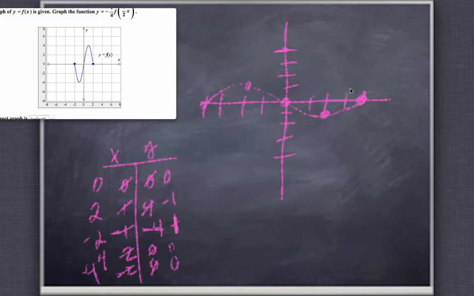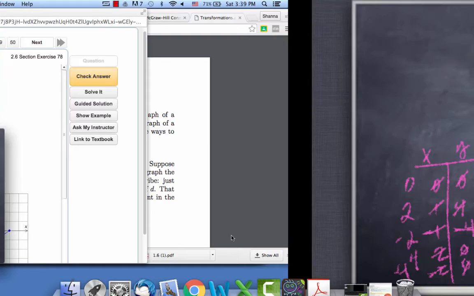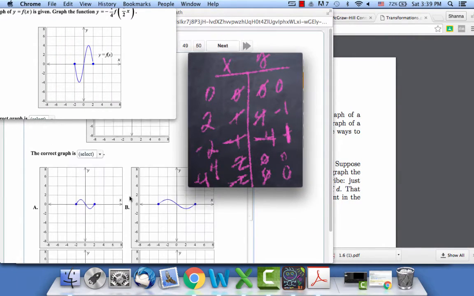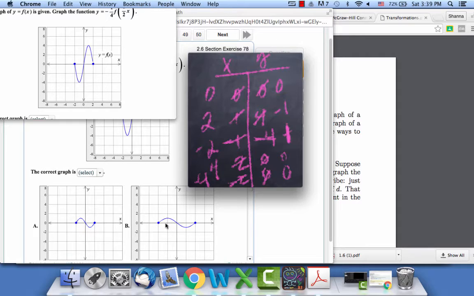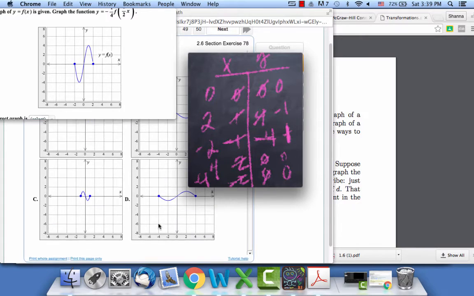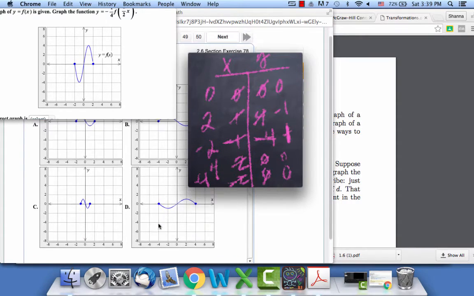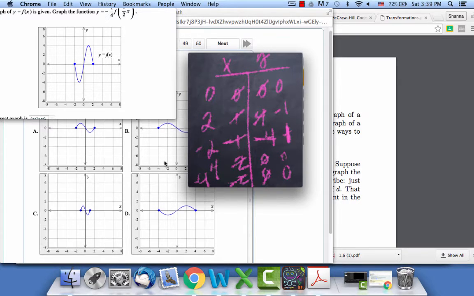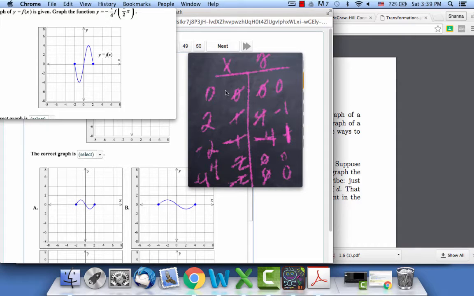Okay, so let me take this with us to decide. So this one has negative 4, 0, 4. So it's got to be one of these two on the right. And on negative 2, I should have gone to positive 1, so it should be this one.